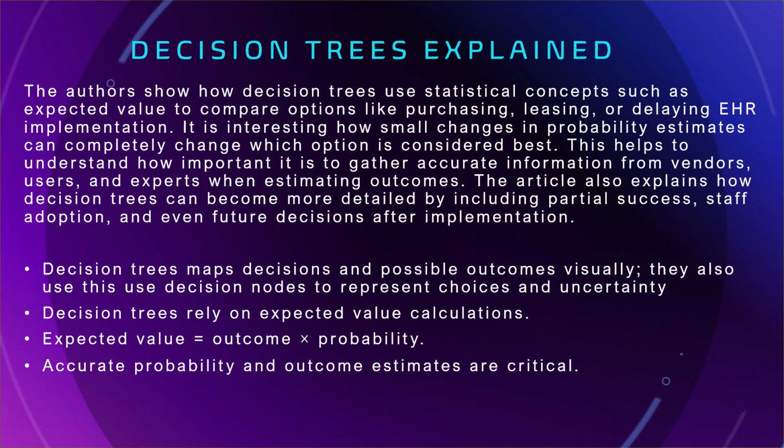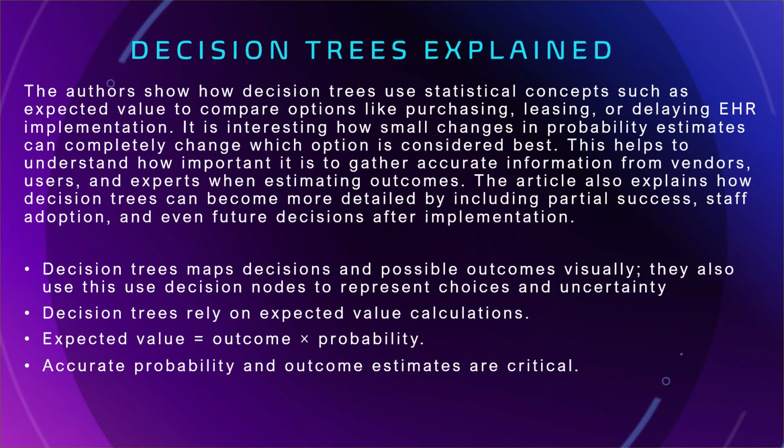This model also uses the expected value calculation. It multiplies outcomes by their probability to compare alternatives objectively. The article demonstrates that a change in probability or outcome estimate can be significant, and it highlights the importance of careful estimation and sensitivity analysis. Decision trees can also handle multiple layers of decisions, such as post-lease options, improvements, or even replacement decisions, and it makes it flexible for real-world scenarios.